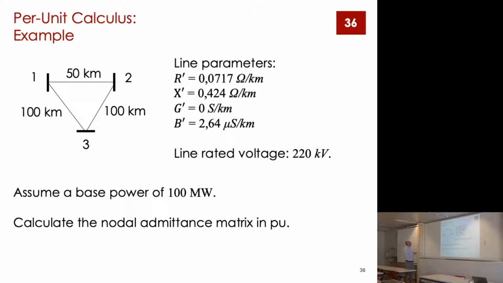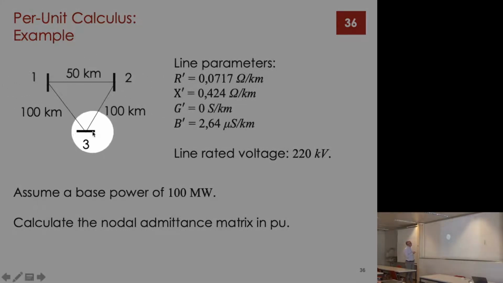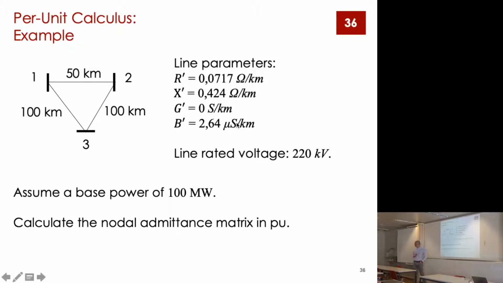So I have a grid of 3 nodes, 1, 2, and 3. There are 3 lines of 50, 100, and 100 kilometers. These are the parameters of the lines: R prime, X prime, G prime, and B prime are the longitudinal resistance, longitudinal reactance, the shunt resistance G, which is 0, and the shunt capacitance B prime. The line's rated voltage is 220 kV, and the base power is 100 megawatts, which is assumed to be the largest plant connected to these 3 nodes. So calculate the admittance matrix in per unit.